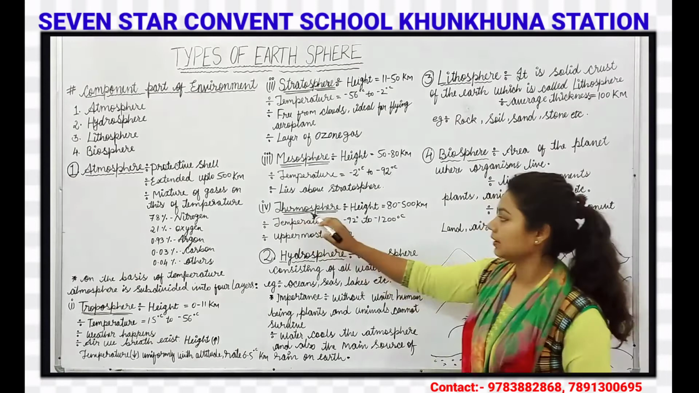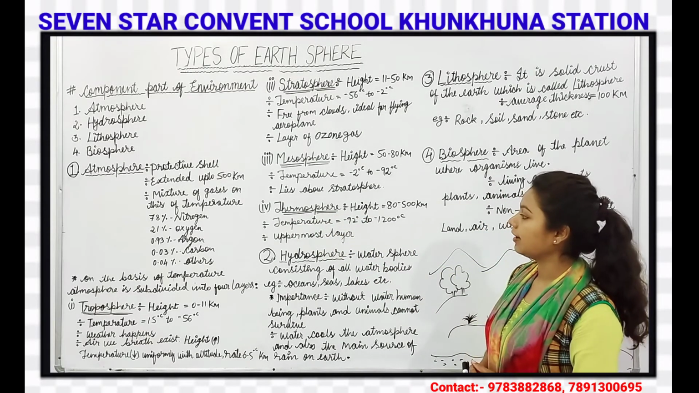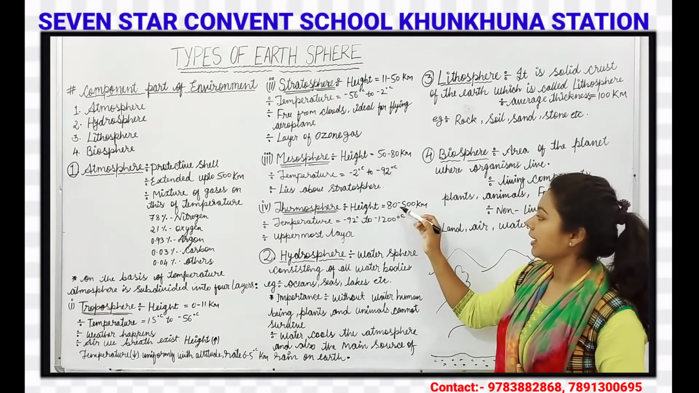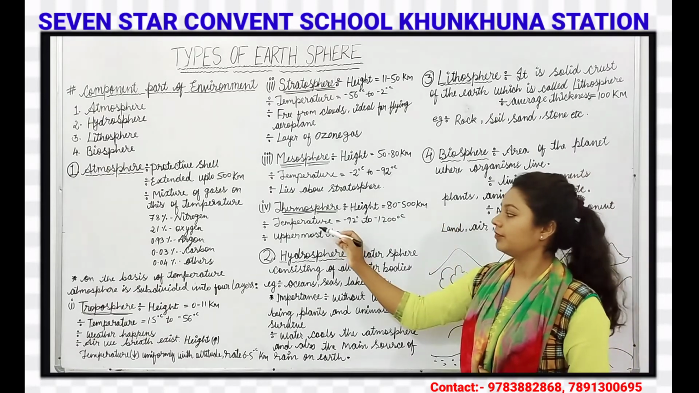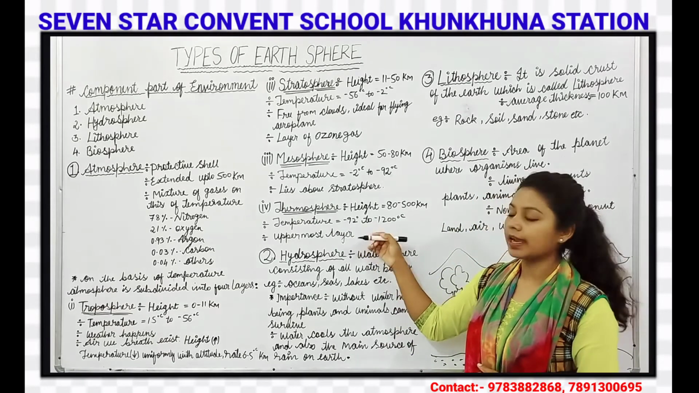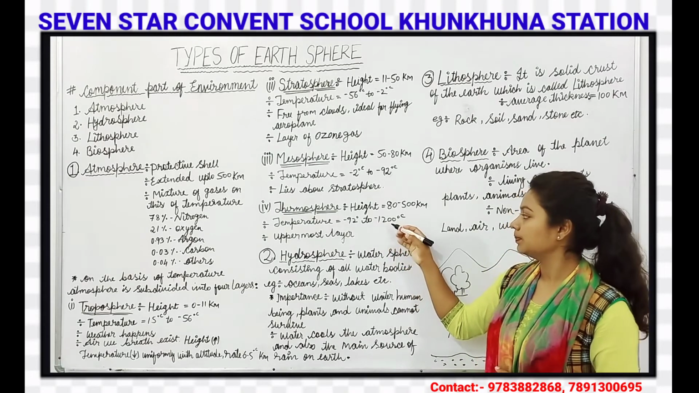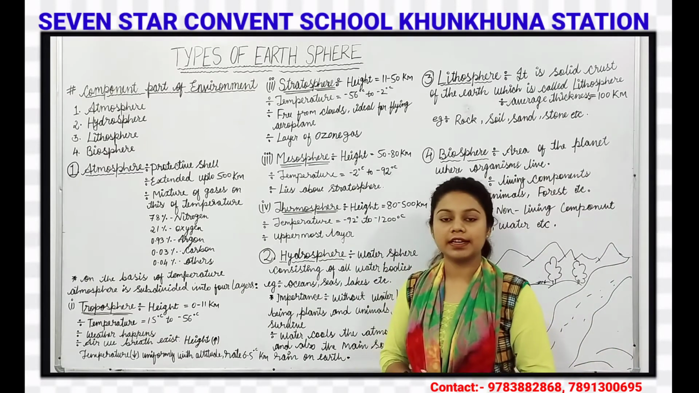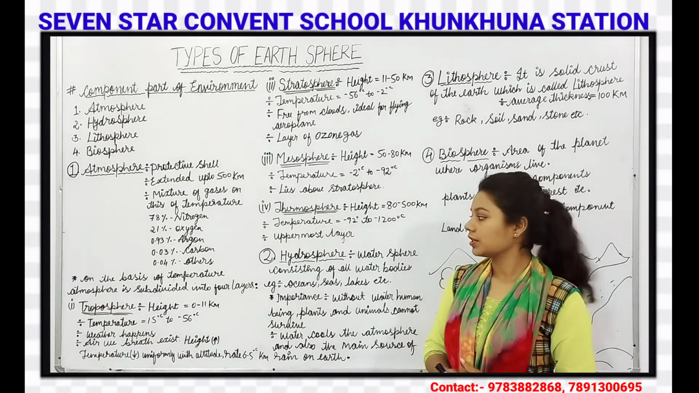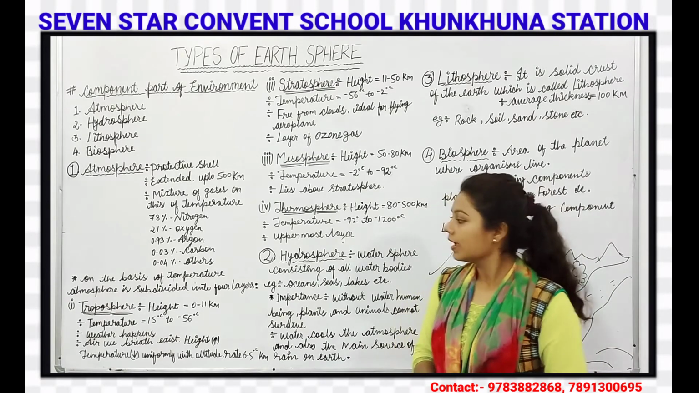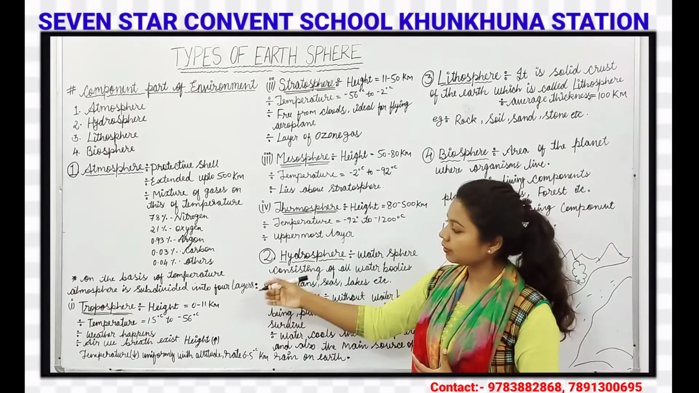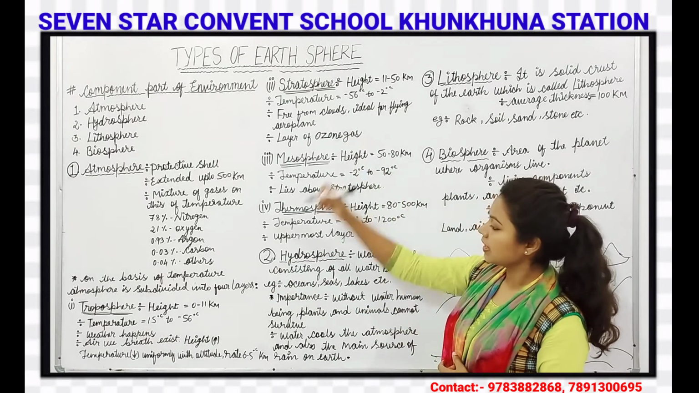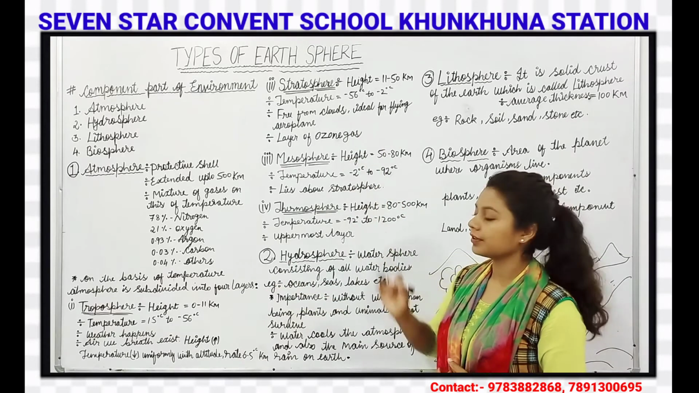And the fourth one we have is the thermosphere. The height is 80 to 500 kilometer, and the temperature is minus 92 degrees Celsius to 1200 degrees Celsius. This thermosphere is the uppermost layer. So these are the four layers of the atmosphere on the basis of temperature: the troposphere, the stratosphere, mesosphere and the thermosphere.